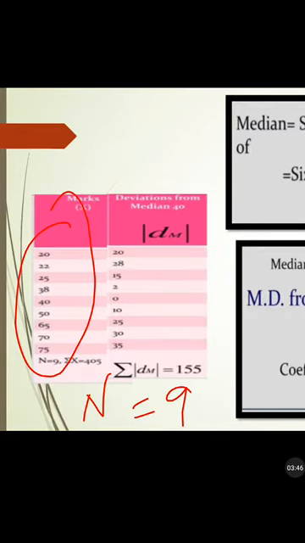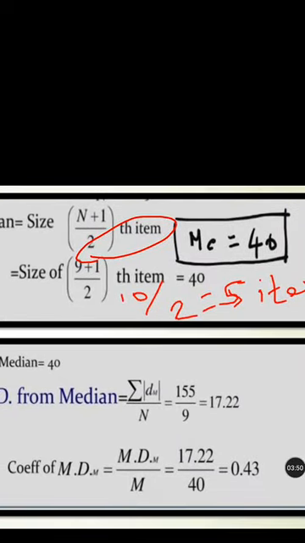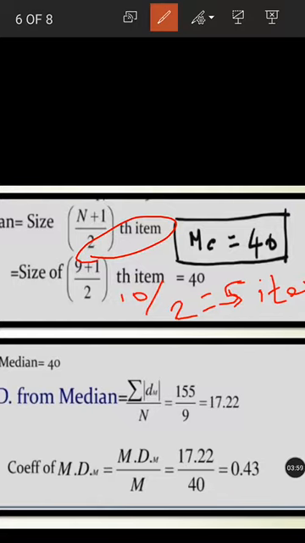This is what I have taken in the formula. In the place of n, we have taken 9. So 9 plus 1 by 2, that is 10 divided by 2, which is 5. This is not the answer; this is the fifth value, or fifth item.